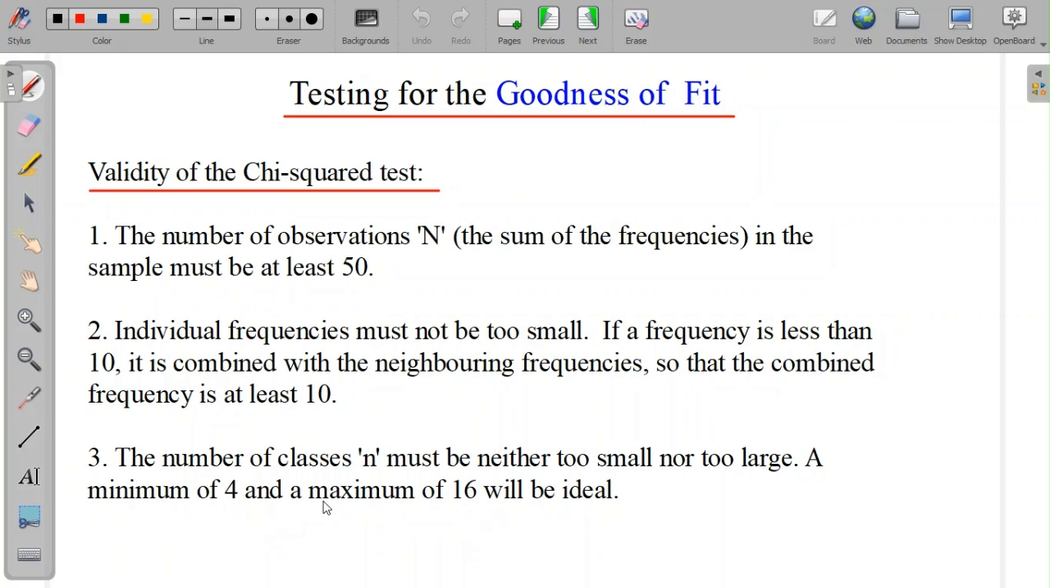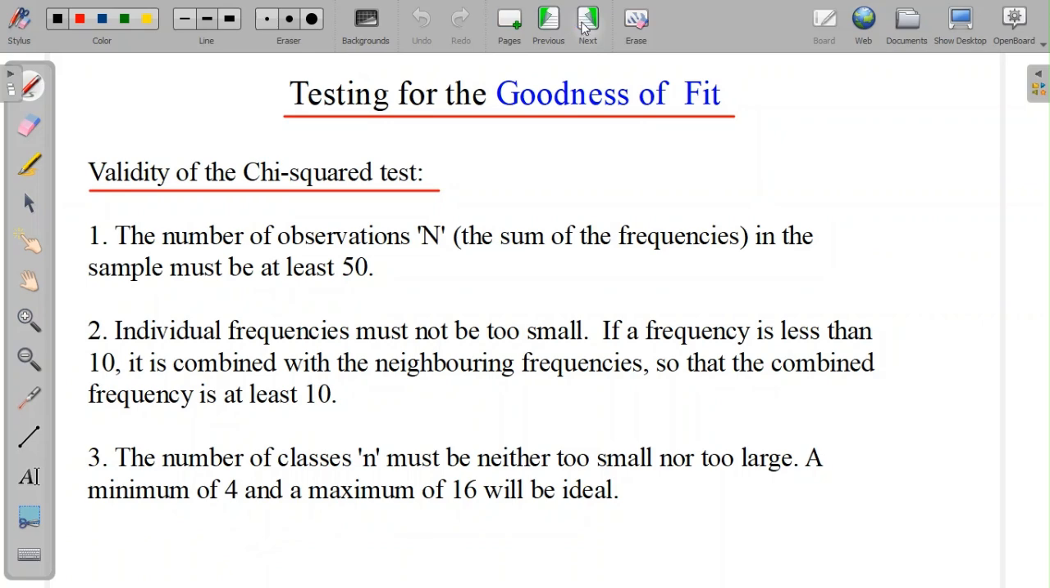This test is valid only when the number of observations, or the sum of the frequencies, is at least 50, and the individual frequencies must not be too small. If a frequency is less than 10, it has to be combined with neighboring frequencies so that every frequency is at least 10. And the number of classes into which the frequencies are divided must be neither too small nor too large. We are expecting at least 4 frequencies and a maximum of 16 frequencies for the test to give us good enough results.